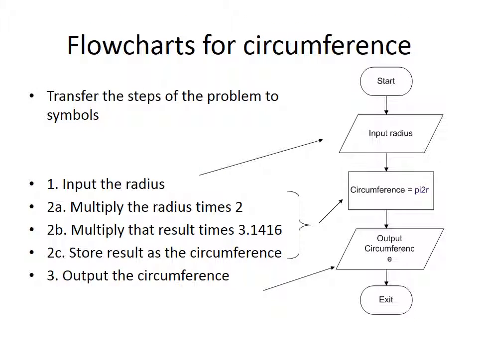This example is to calculate circumference from the user's radius input. It has 1 input, 1 process, and 1 output. After the process, it will output the calculated circumference as the result.